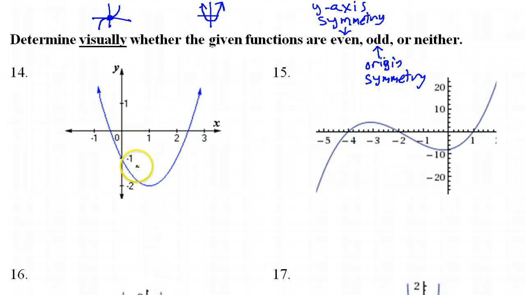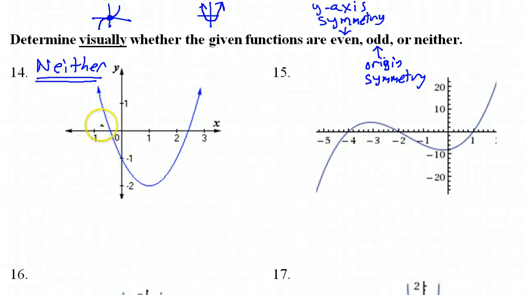So look at number 14. Alright, is this even, odd, or neither? Say it out loud. Okay, this is neither. It was trying to be even symmetry because it has a vertical symmetry, but the axis of symmetry that it has is not the y-axis. It's not y-axis symmetry. It would have to be symmetric on the y-axis to be even.